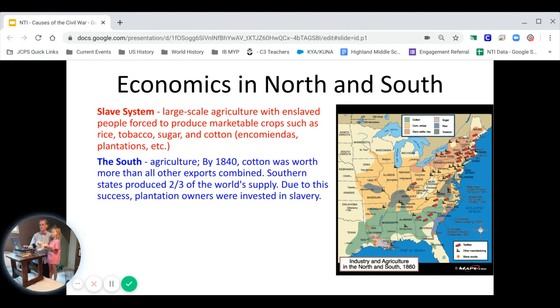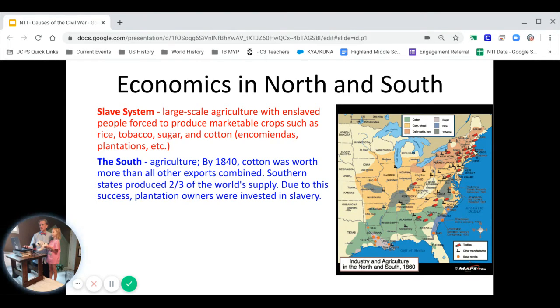So in the South, they're primarily agricultural. There's a little bit of industry, but it's mostly agriculture. So by 1840, cotton was worth more than every other export that they had. They supplied 2/3 of the entire world supply. They were interdependent with the North, because when we talked about the North having textile mills, they got their cotton to produce textiles or clothing and blankets and things. They got that from the South.